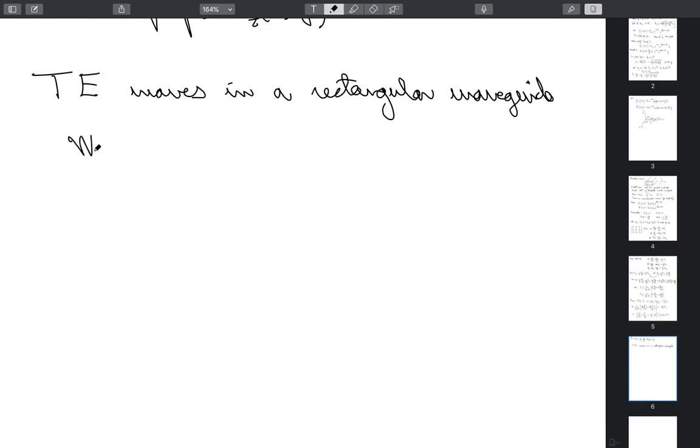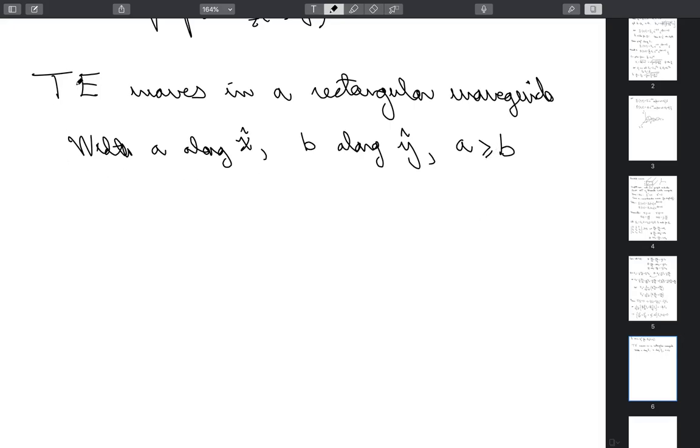So let's just write that down, right? Width A along X, B along Y, and I take A greater than B because that doesn't change anything. It's just a question of choosing our axes properly, okay? Or A greater than or equal, like this.